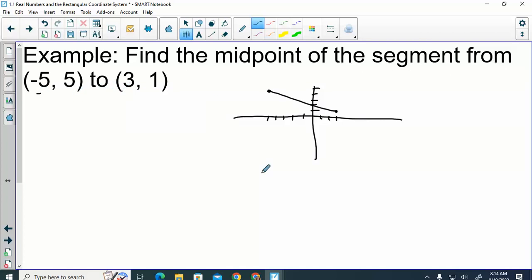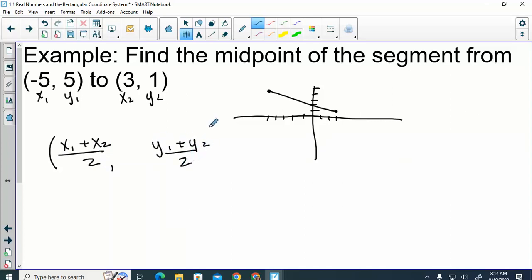So basically you need the middle of the x's and the middle of the y's. So we're essentially just averaging. Average the x, average the y. So this is like your x1 and y1, x2 and y2. So our midpoint, the formula is x1 plus x2 divided by 2, y1 plus y2 divided by 2. And it's still an ordered pair because it's a point on the line.